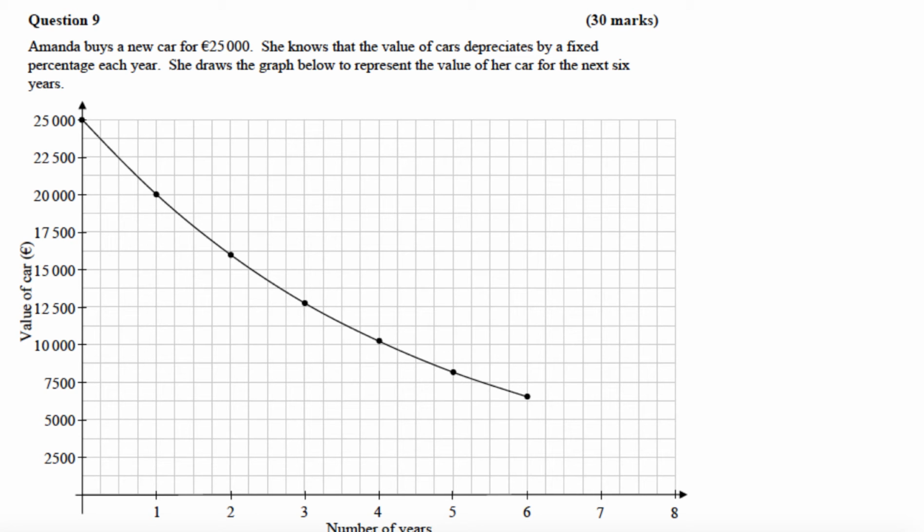So this is the 2015 Leaving Cert Ordinary Level Paper 1, and we're looking at question 9. Amanda buys a new car for €25,000. She knows that the value of cars depreciates by a fixed percentage each year. She draws the graph below to represent the value of her car for the next 6 years. So here we have the value of the car on the vertical axis and the number of years across the horizontal axis. And we can see as the years go by, the value of her car is decreasing.